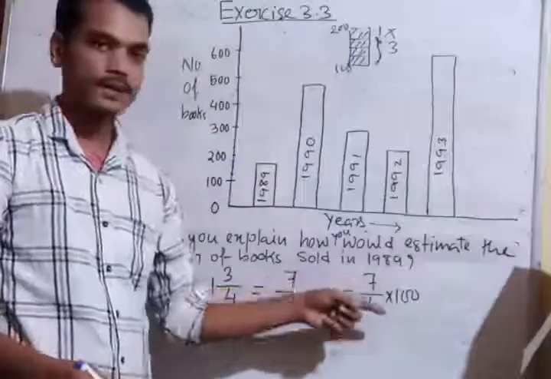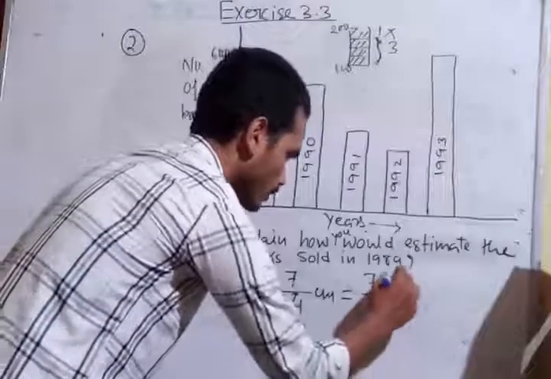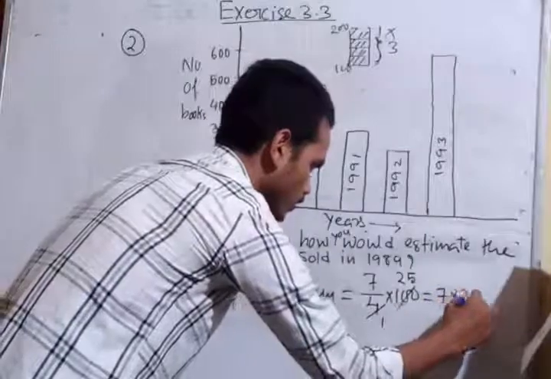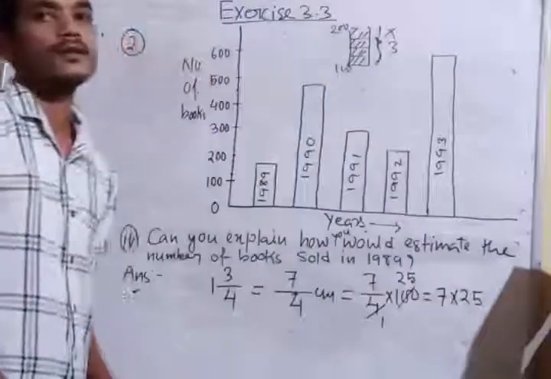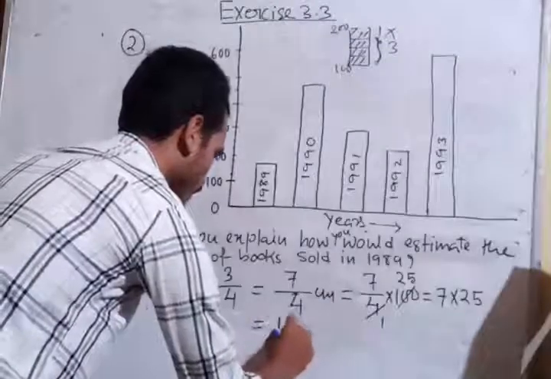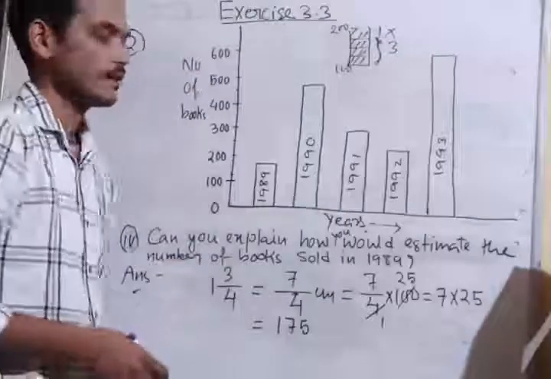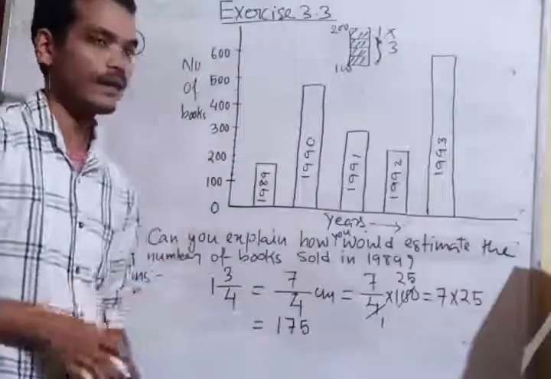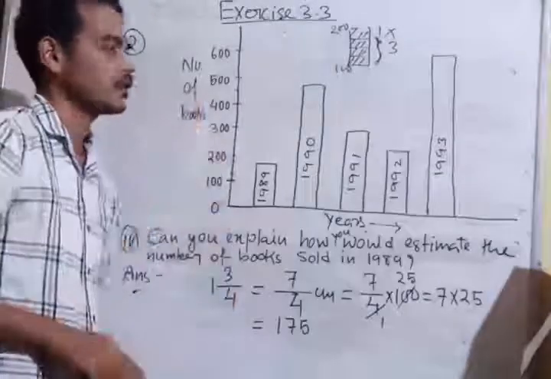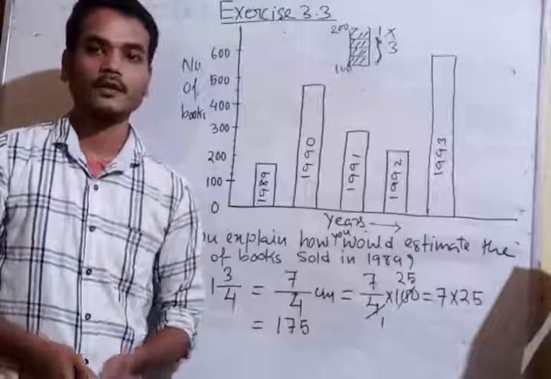And when you divide this 100 by 4, it will be 25. So 4 ones are 4, 4 25s are 100. So it will be 7 into 25. And when you multiply 7 into 25, how much are you getting? You will get 175. That is why, that way you can say that in 1989, 175 books were sold. So this is all about your question number 4. In the next video, we will be discussing the other questions. So thank you today.